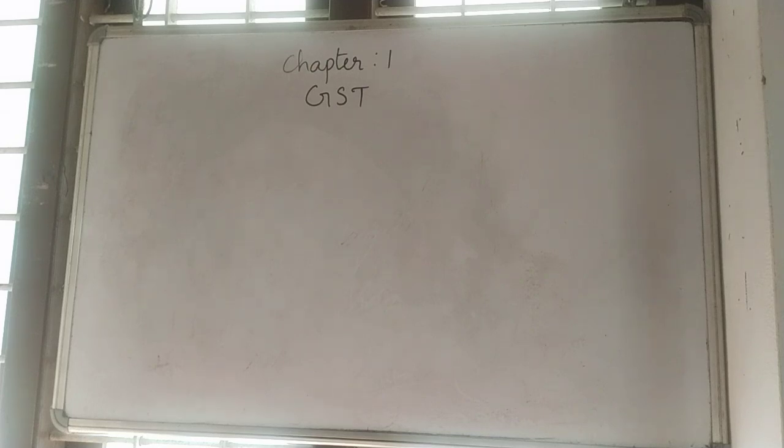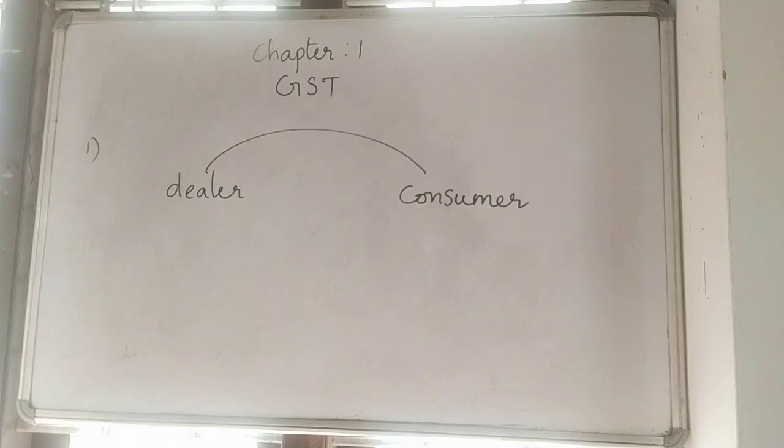We can start with question number 1. An article is marked at rupees 15,000. A dealer sells it to a consumer at 10% profit. If the rate of GST is 12%, find the selling price excluding tax of the article. Second, the amount of tax under GST paid by the consumer. And third, the total amount paid by the consumer.